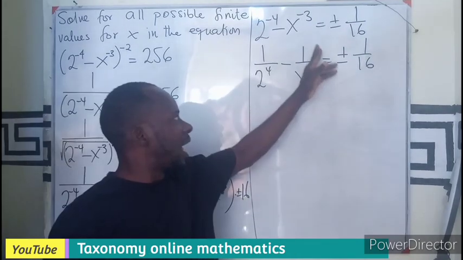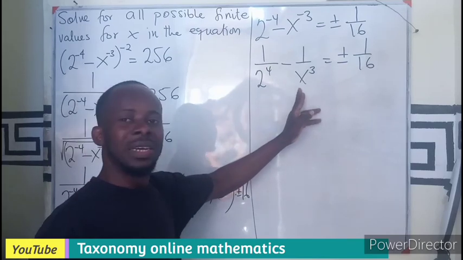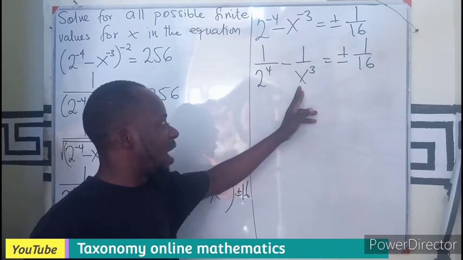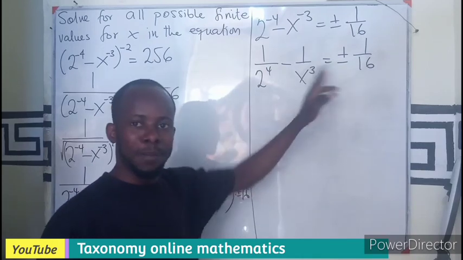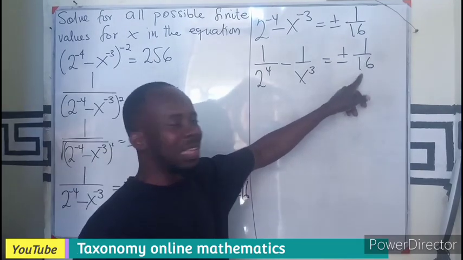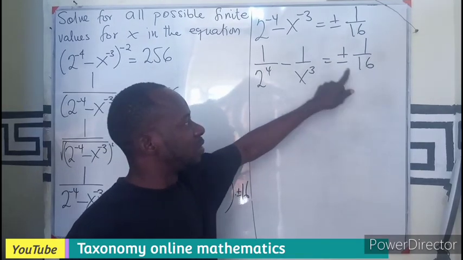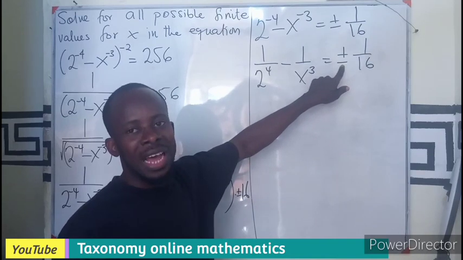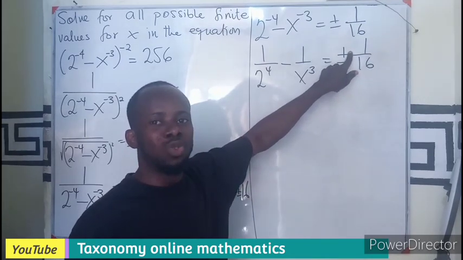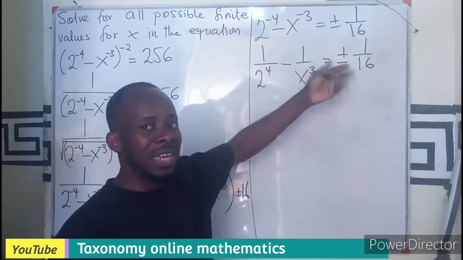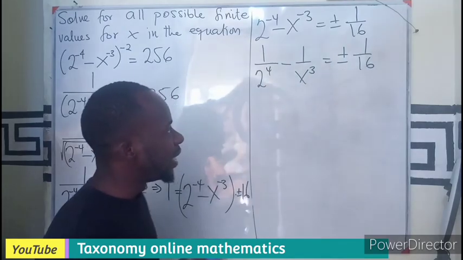But I'm seeing the x here. I'll add 1 over x to the power 3 to both sides. Then I'll either subtract or add. If I want to subtract, it means I'm using the power positive. If I want to add, it means I'm using the power what? Negative. So anyhow I put it, it will be solved.